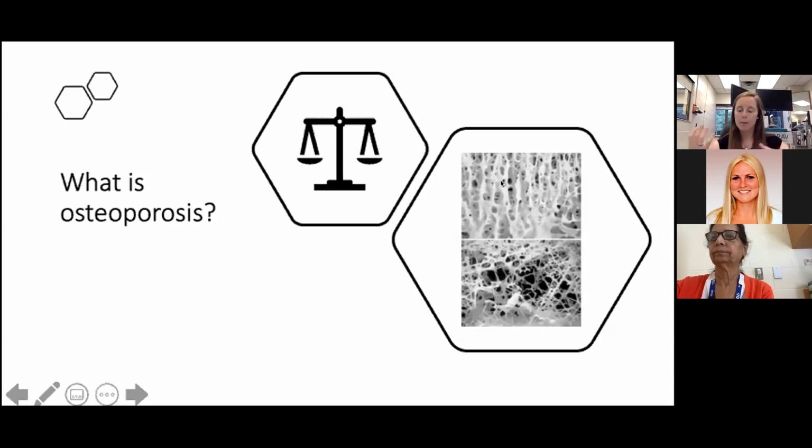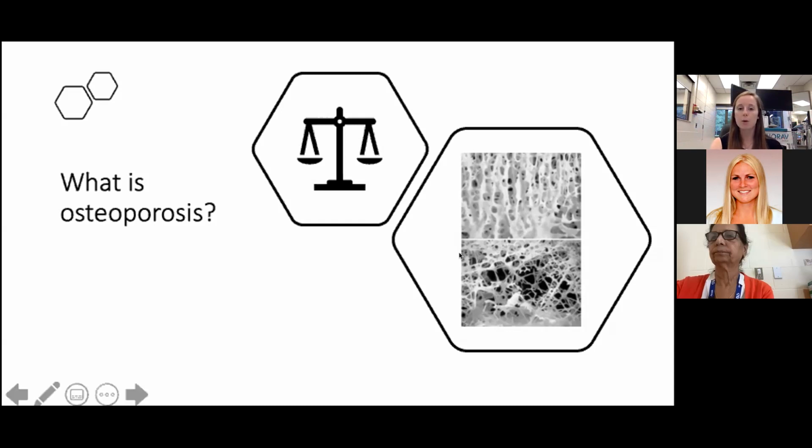And remember how we talked about our bone building cells and our bone remodeling cells. Well, often that process becomes a little bit unbalanced. And that's why I have the scale for you, because usually our bone building and our bone remodeling cells are in a balance. And so we have a stable bone mass. But depending on our different risk factors, which we'll get into in a minute, sometimes the scale gets a little bit tipped to one side.